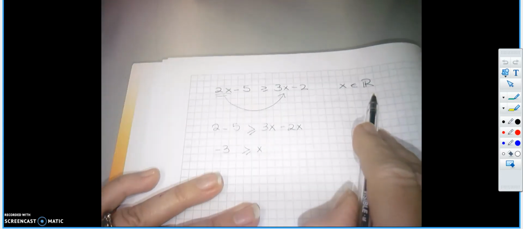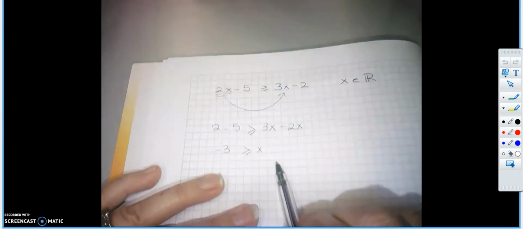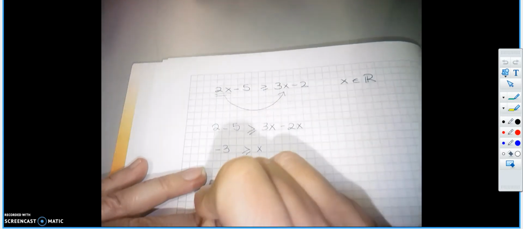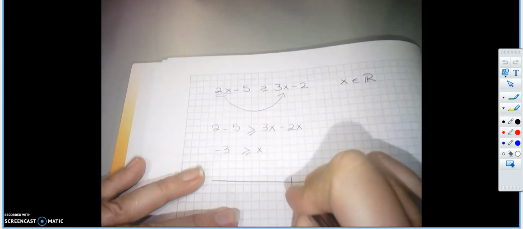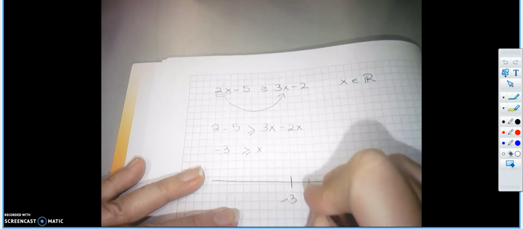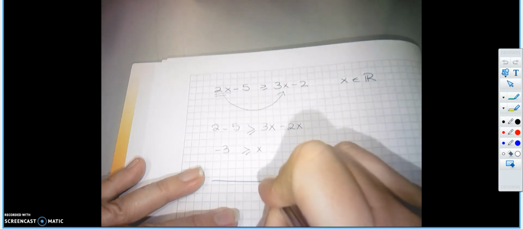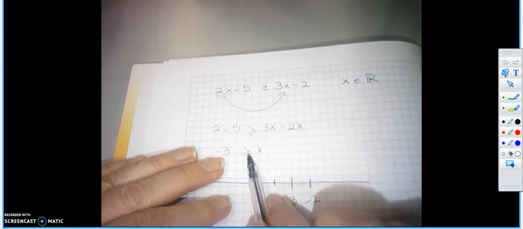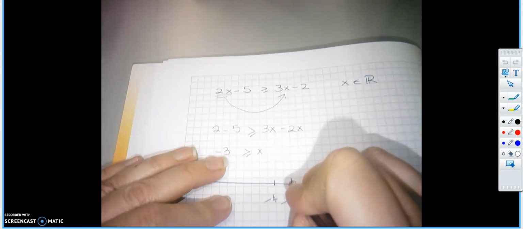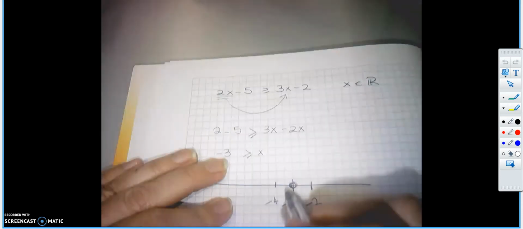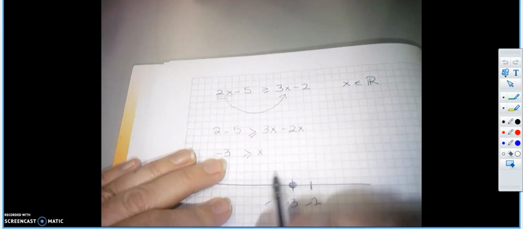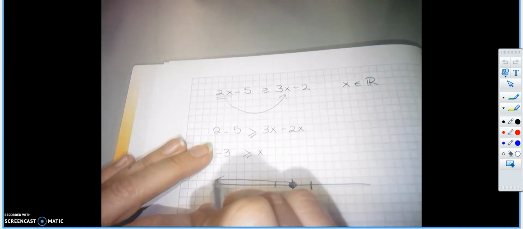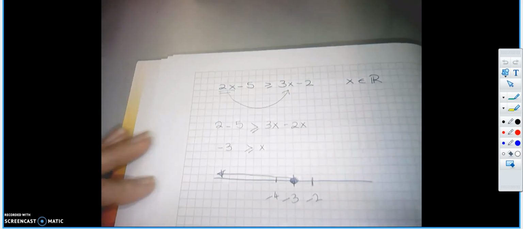x is an element of R, so that means x can be any number smaller than or equal to minus 3. So if I had a number line, and I had minus 3, and I had minus 2, so minus 4 would be done this way, x is smaller than or equal to minus 3. So I will draw a dot at minus 3, shade it in because it's equal to as well, and then draw a line going back the way.